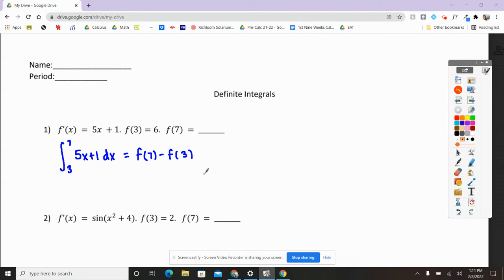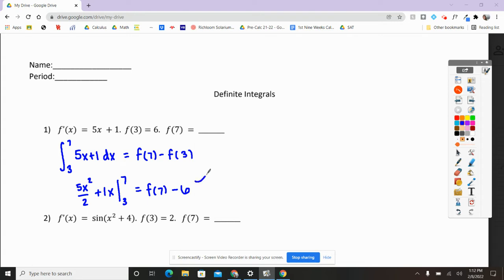So then we just have to solve this definite integral. You can either do this in your calculator or by hand. So this first part, take the antiderivative, you're going to get 5x squared over 2 plus 1x. And that's going to be evaluated from 3 to 7. We're looking for f of 7, so I'm going to leave that one. But I know that f of 3 equals 6.